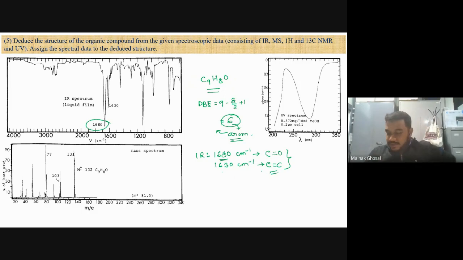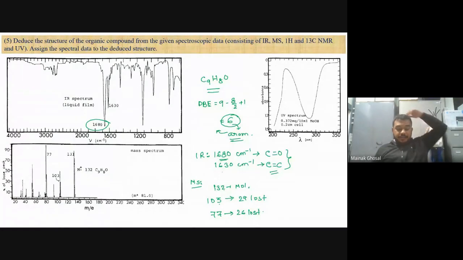Now coming to the mass spectrum, MS. Here you see a mass of 132, the molecular mass. Sorry, 132 and 131. So I have peaks at 132, 131, and then 103. How much have I lost? I have lost 29. Then another peak is at 77. So how much is lost from here to here? 26.